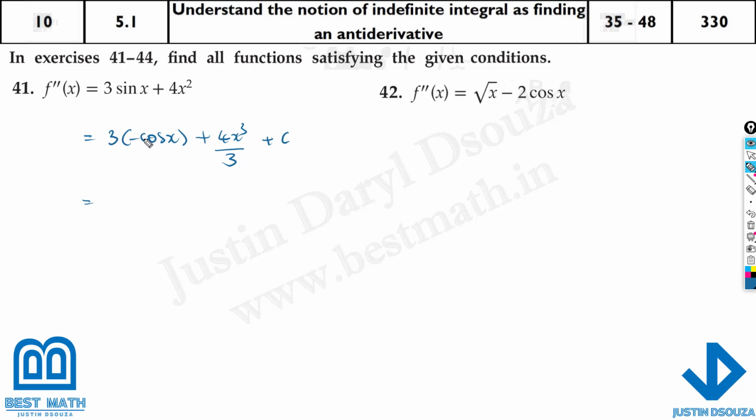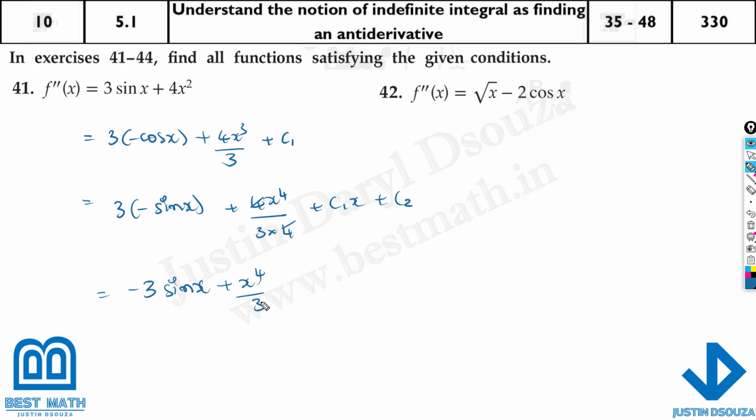That's it. So here it'll be minus 3. Okay, I'm writing it again. Now we will integrate it again. This first time is done. Let me integrate it again. It's going to be 3 times minus cosine, which is just sine x, plus 4 x power 4 by 3 times 4 plus c1 x plus c2. Now then we have minus 3 sine x, this 4 cancels, plus x power 4 by 3 plus c1 x plus c2.